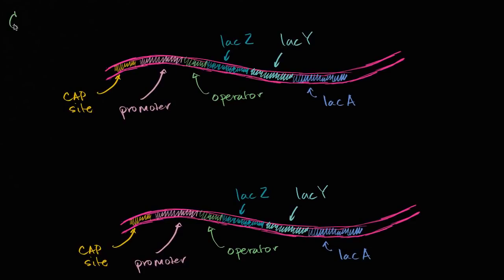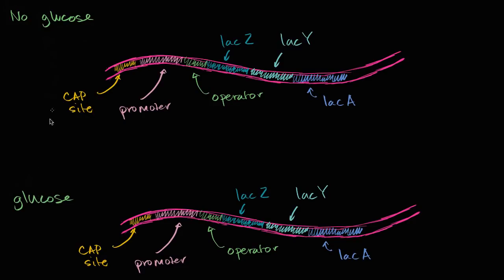So let me write here. Glucose, and no glucose. Actually, let me do it, well, I'll do no glucose first. So let's say we have no glucose. And remember, glucose is preferred to lactose. Simpler sugar. If you have glucose around, why worry about the lactose? And then here we have glucose. We have glucose around.